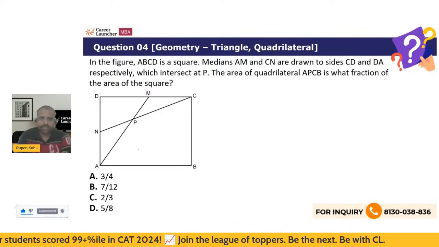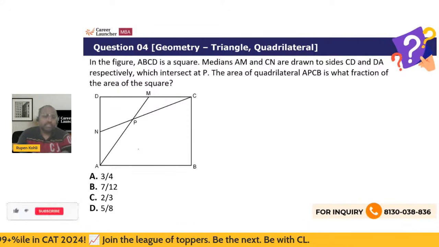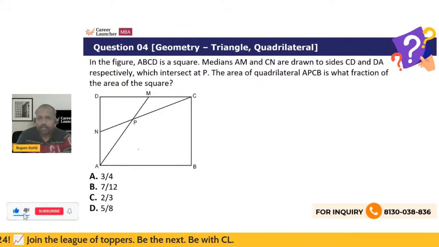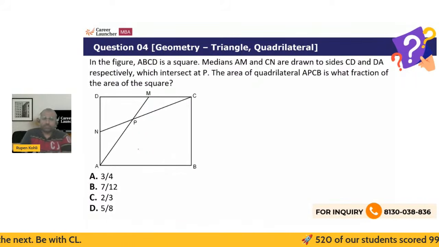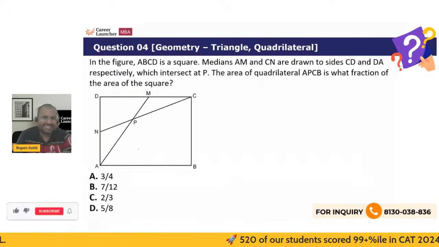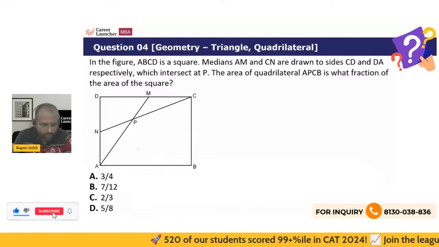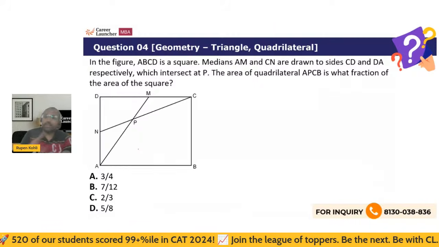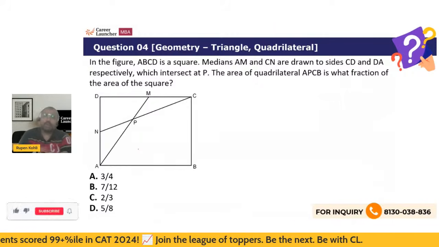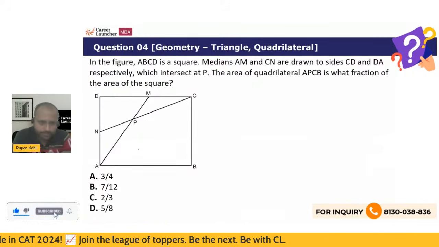Next, geometry, right? Okay, so I'm starting this off. Let's see if you can get this. In the figure, ABCD is a square. Figure is there, very good. So geometry questions having figures are easier, because at least you don't have to sketch the figure, everything is there.